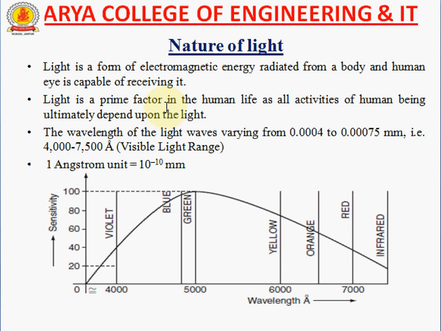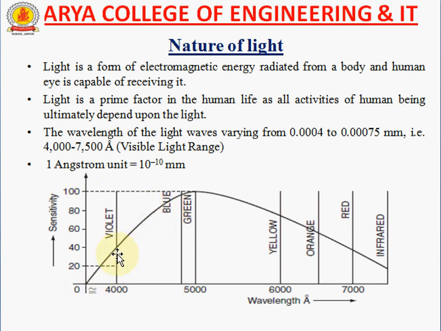The electromagnetic radiation wavelength for light waves varies from 0.0004 to 0.00075 mm. Therefore, we can say 4000 to 7500 angstrom. Basically, this range is the visible light range, and 1 angstrom unit is equal to 10 to the power minus 10 mm. Now, this graph shows the relation between wavelength and sensitivity.